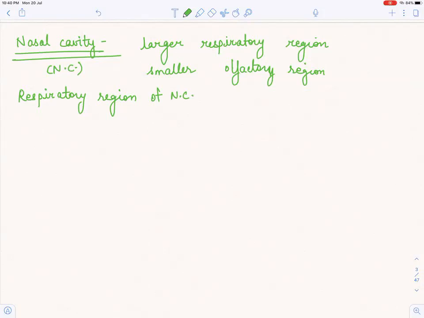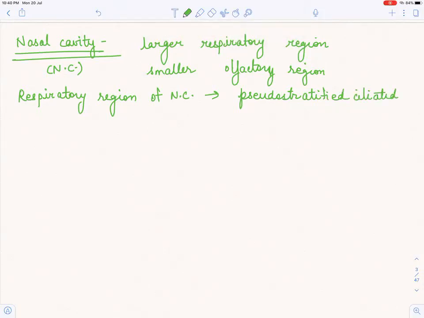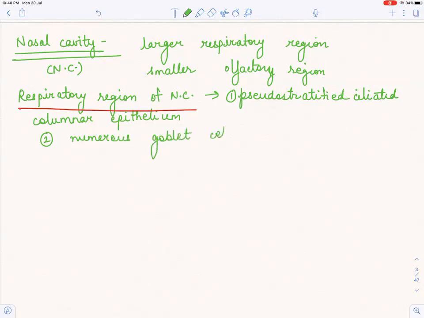The respiratory region is lined by pseudo-stratified ciliated columnar epithelium. Something to remember. That is the first thing we need to know. Second thing, it has numerous goblet cells. You might be wondering why. Because it's the respiratory region, it needs a ciliated columnar epithelium.